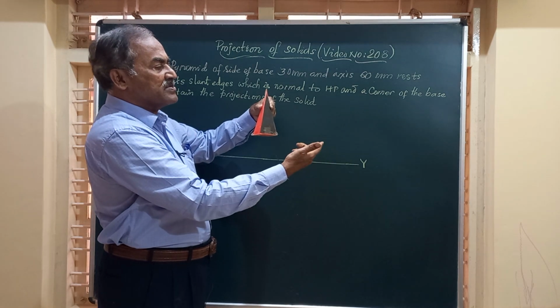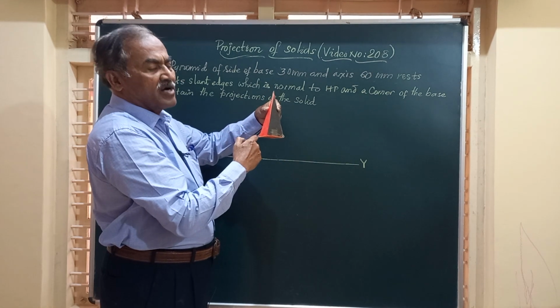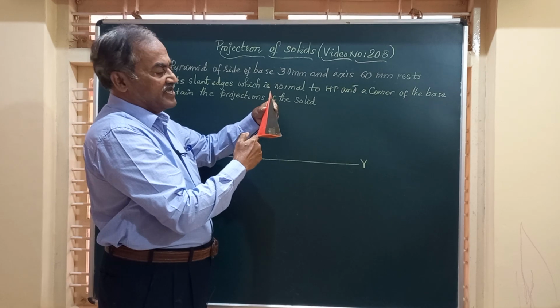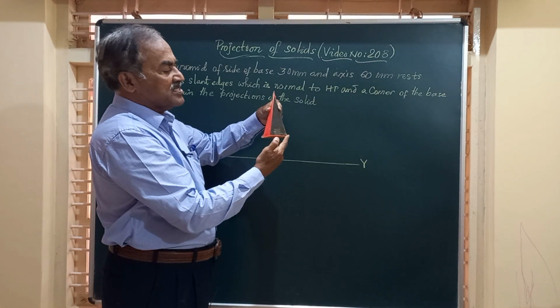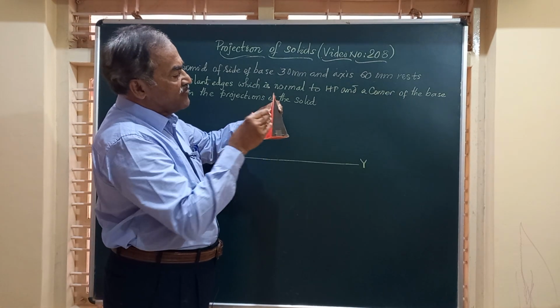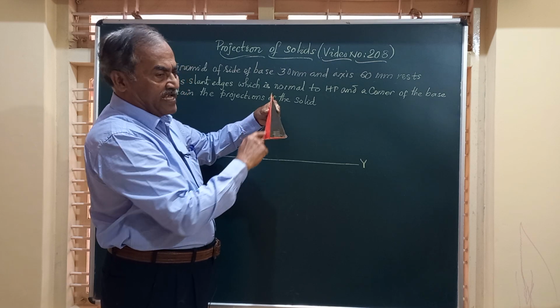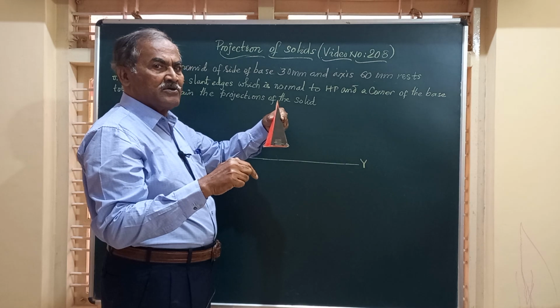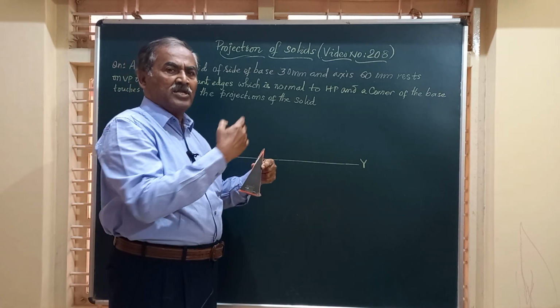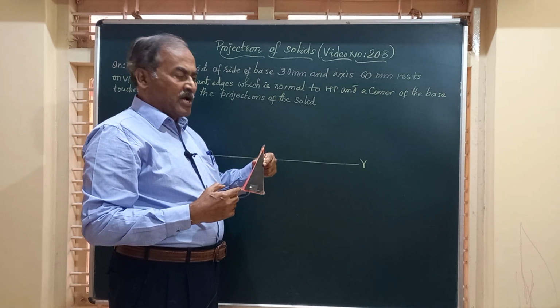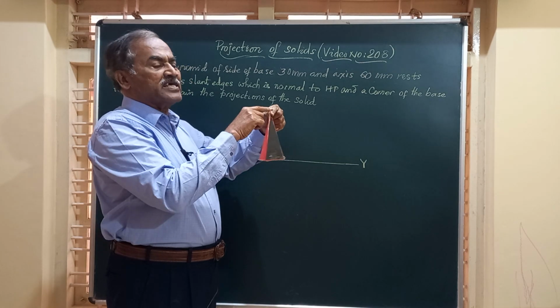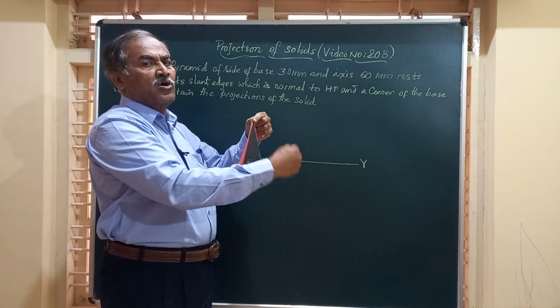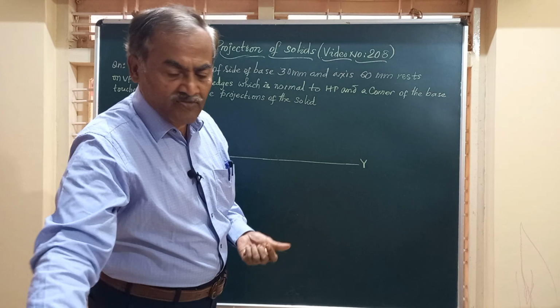Obviously, because of symmetry, there will be another corner opposite to that diagonally. But this is the one which I am considering now. And in the front view, friends, you will see two triangles. In the top view, you are going to see a square with all the four edges equally inclined to VP, and the vertex is going to be joined to all the four corners of the base.